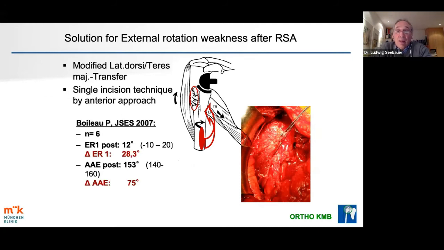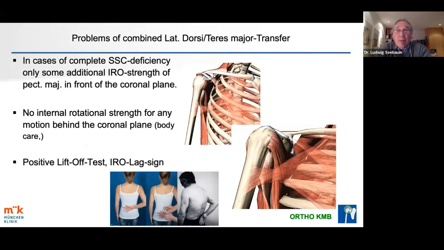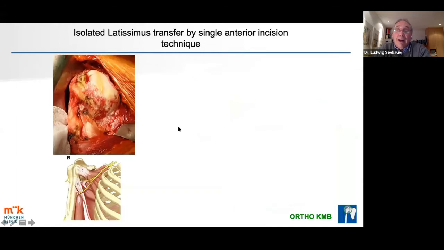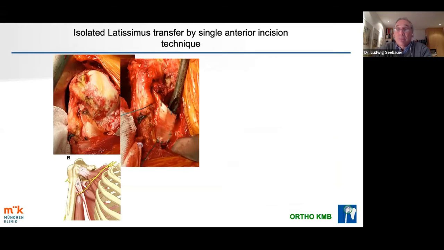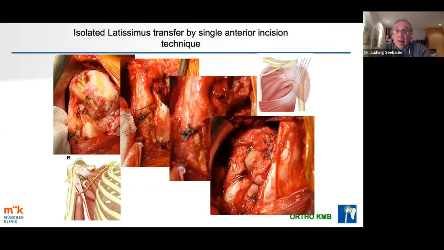But you have to know, if you take the teres and the latissimus and you don't have any subscap, then you don't have any other muscle for internal rotation with the arm at the back, because only the subscap, the teres major, and the latissimus can do an internal rotation with the arm at the back. Therefore, in these cases, we don't do a combined latissimus and teres transfer, we only do an isolated transfer.